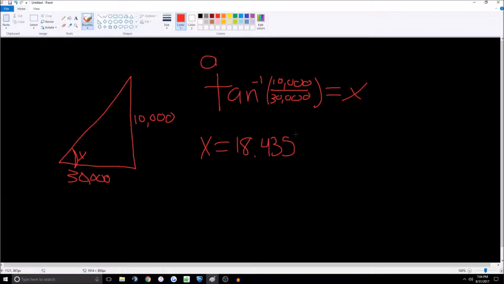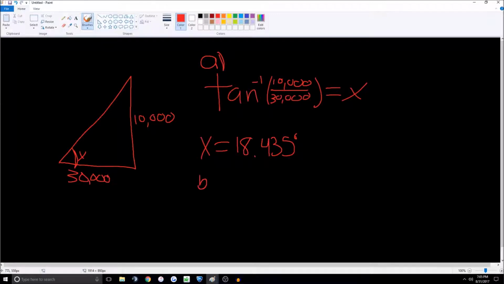What that'll actually come out to be is x equals 18.435. I forgot to mention this earlier, but all of my answers are rounded to the thousandths place. So it is not the most exact, but it is pretty exact as we are going to the thousandths place. So the angle for part A comes out to be 18.435 degrees.